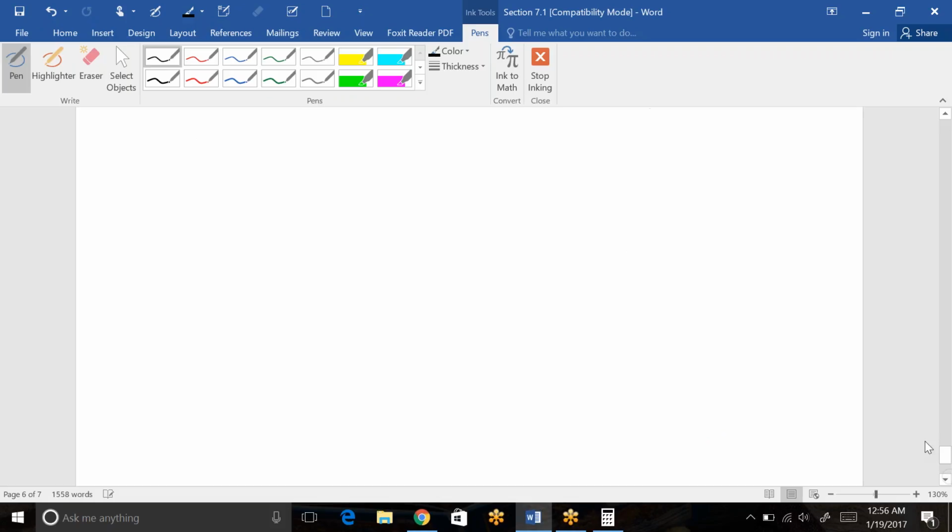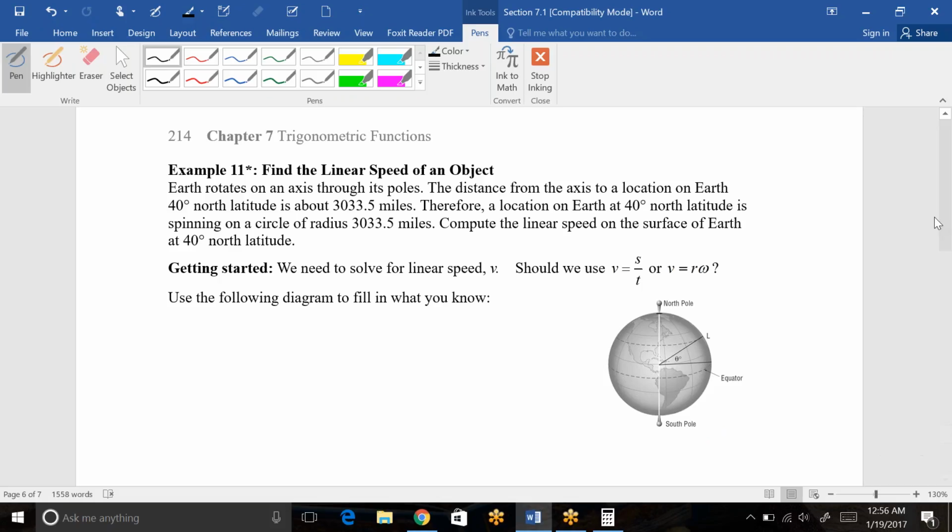Okay, which brings us, sorry, this section was very long. This brings us to our last example for section 7.1. Okay, so let's look at this. It says Earth rotates on an axis through its poles. The distance from the axis to a location on Earth, 40 degrees north latitude, is about 3,033.5 miles. Therefore, a location on Earth at 40 degrees north latitude is spinning on a circle of radius 3,033.5 miles. Compute the linear speed on the surface of the Earth at that degree measure.